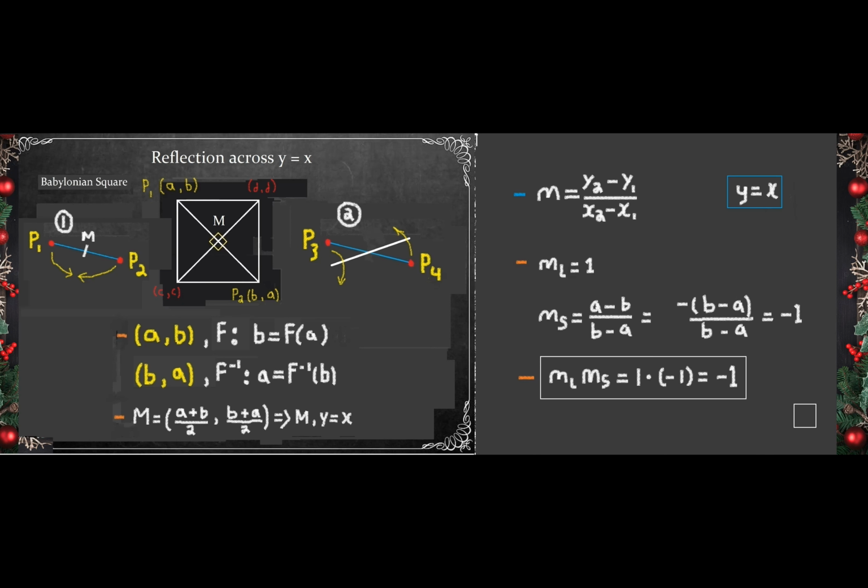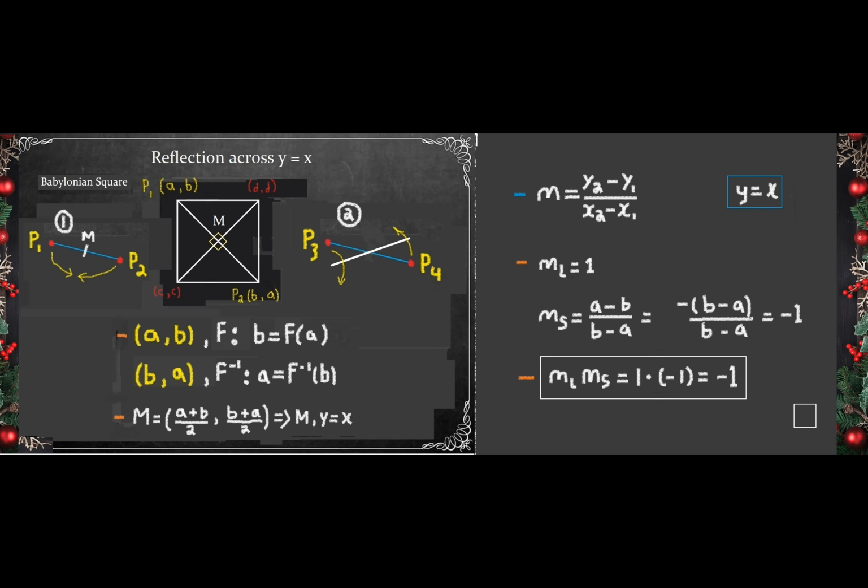Next, to find m_S, we do the same. We apply the coordinates of P1 and P2 in the following manner. We get (A minus B) over (B minus A), which equals, after we rewrite the numerator, negative (B minus A) over (B minus A), which just equals -1. Last orange bullet, white box. We have the product of the slopes, m_L times m_S equals 1 times -1, which equals -1, as wanted.